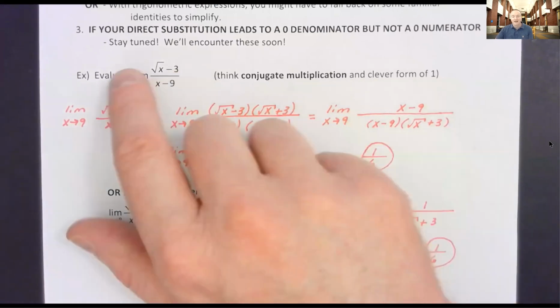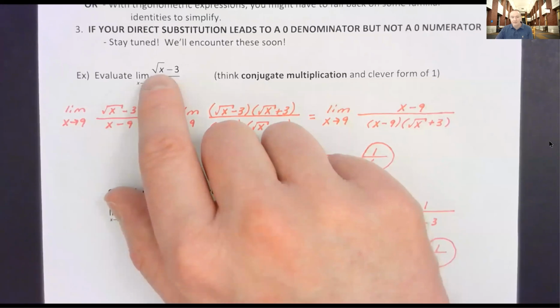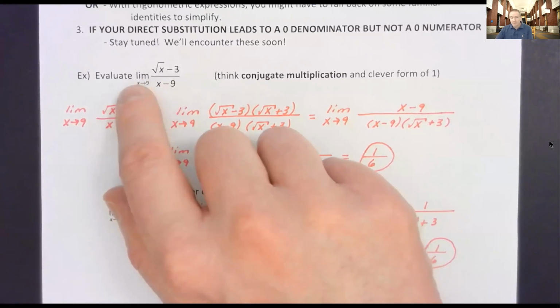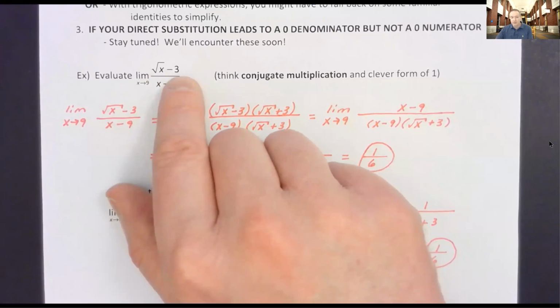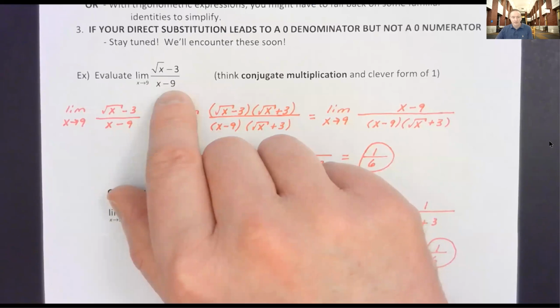If I ask you to evaluate something like the limit as x approaches 9 of the root of x minus 3 over x minus 9, you know you can't just simply plug the 9 in. It would give you a 0 in the denominator. It also gives you 0 in the numerator. So there's got to be some algebraic simplification.